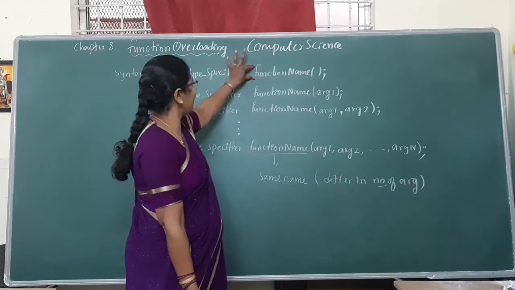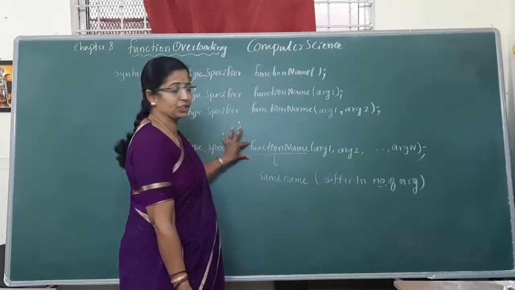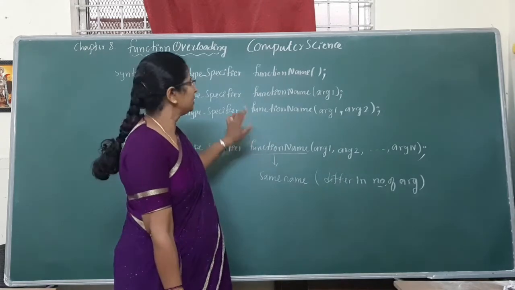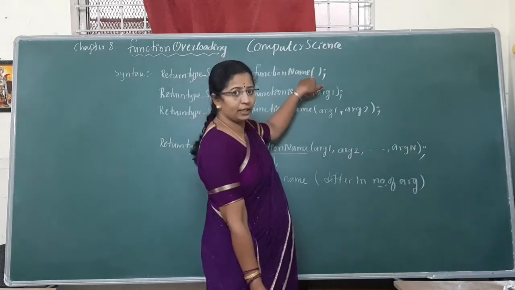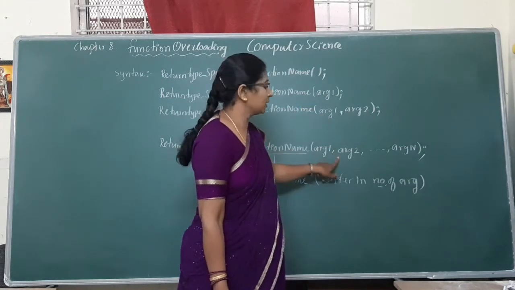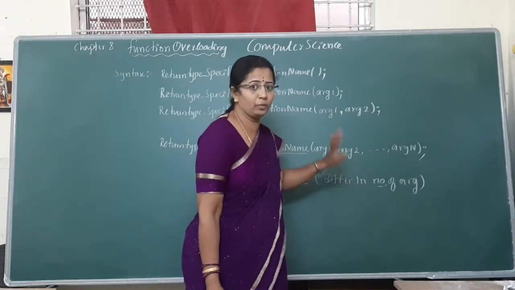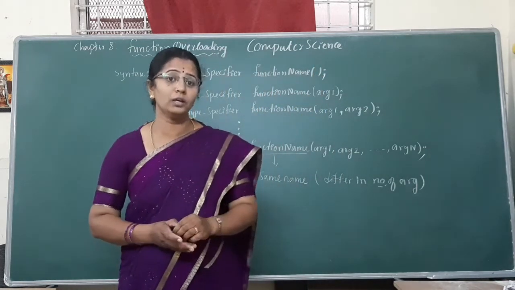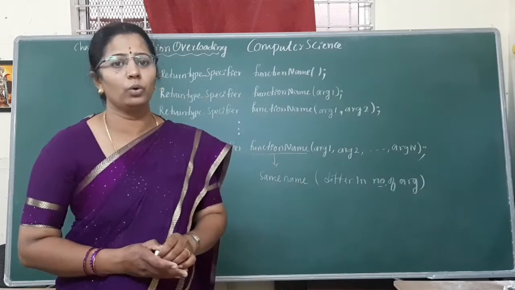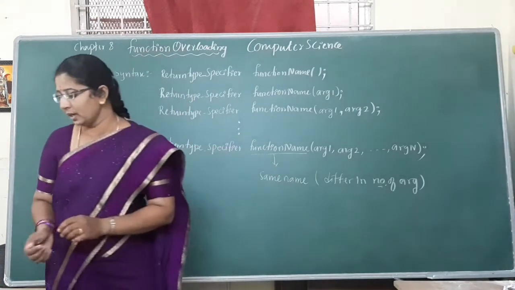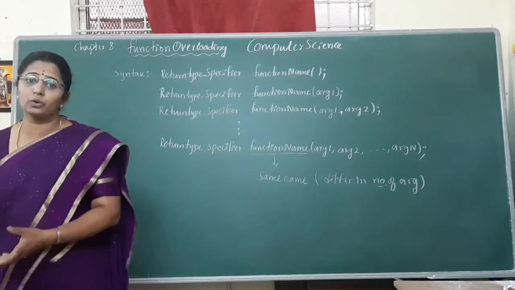We are giving the same name for all the functions. See here, it doesn't contain any argument. It contains only one argument, two arguments, three arguments, many arguments. But differing number of arguments is called function overloading. Did you get it? So here you need to write the advantages of function overloading.